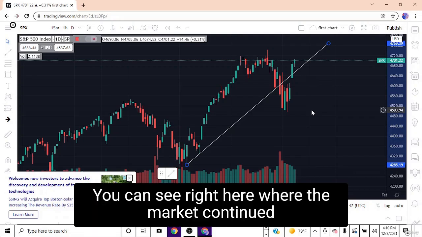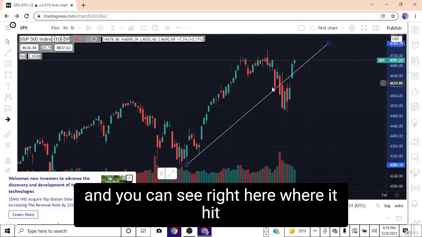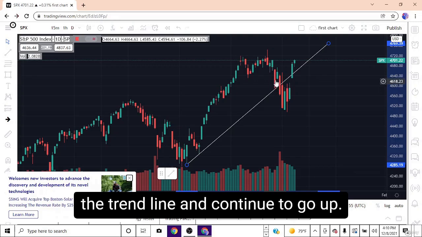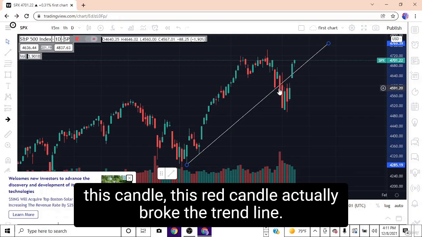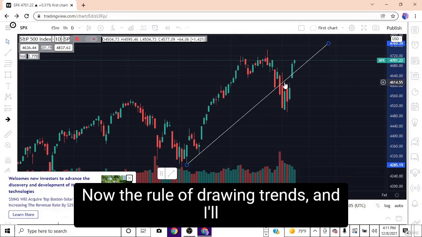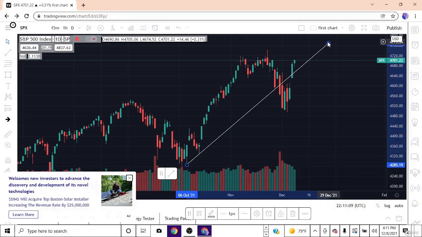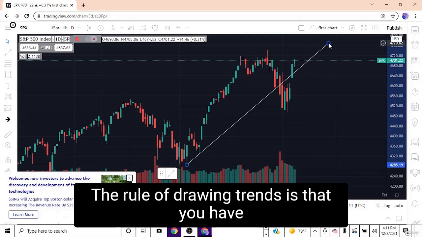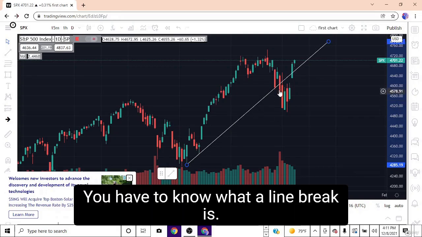And you can see right here where the market continued to trend up, and then it actually went down. And you can see right here where it hit the trend line and continued to go up. And then what we see right here at this point, this red candle actually broke the trend line. Now the rule of drawing trends, and I'll bring this up a little bit more, is that you have to know the difference between a line break. You have to know what a line break is.